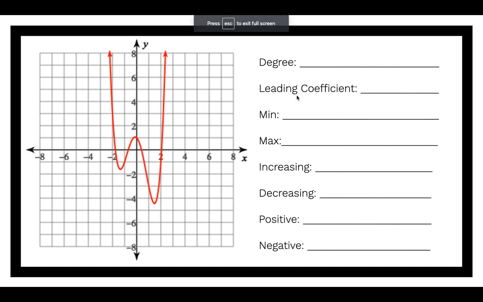Okay, so for degree, they're pointing in the same direction. That means you're going to have an even degree. Leading coefficient, that right arrow is going up. That is a positive leading coefficient. Your minimum, we're going to have two local minimums. So those are at about -1/2 and about -4/2. And then for my maximum, I only have one, and it looks like it's at about +1.